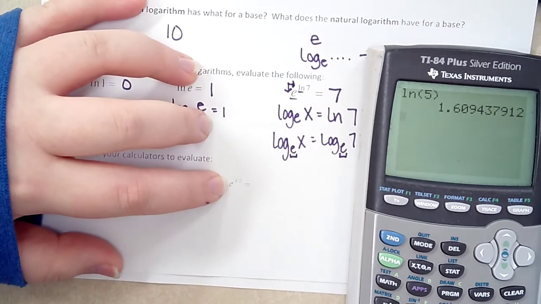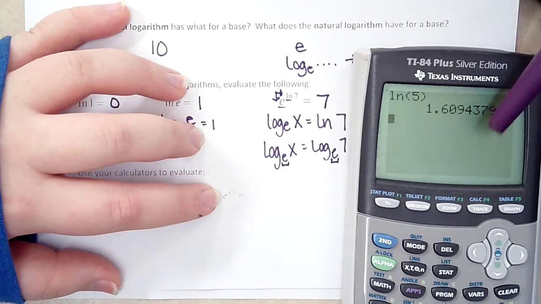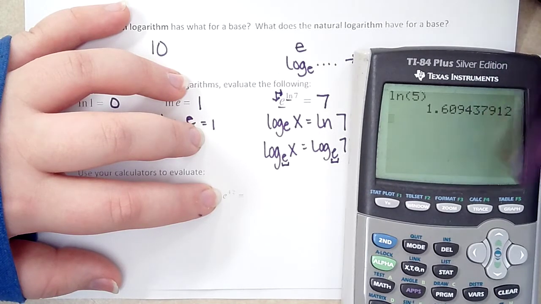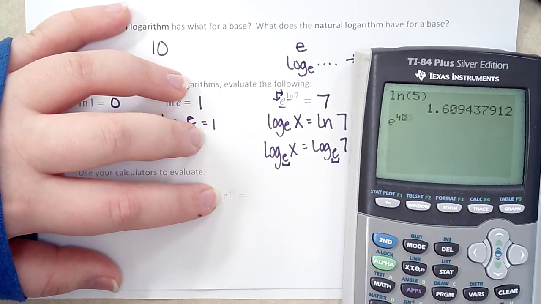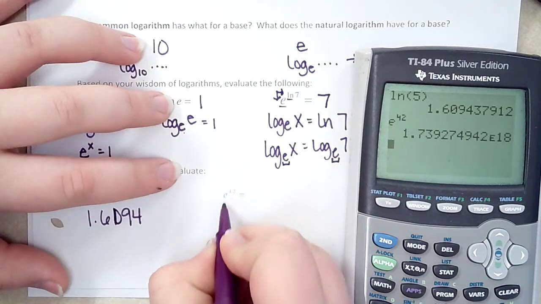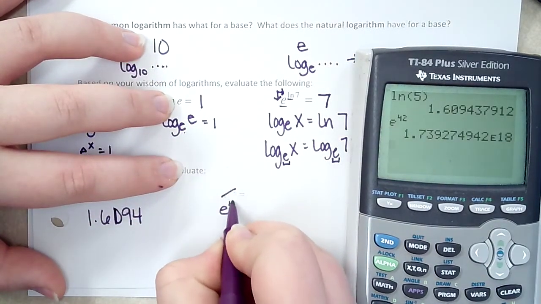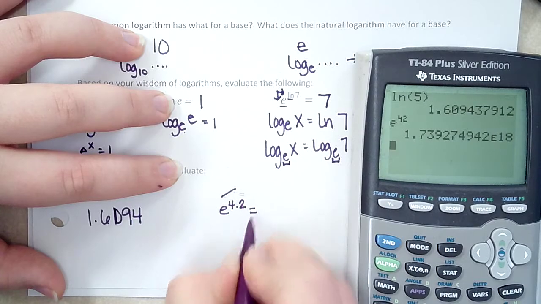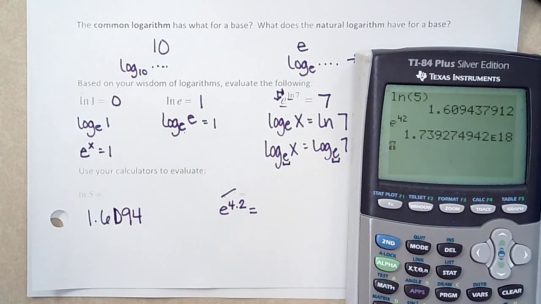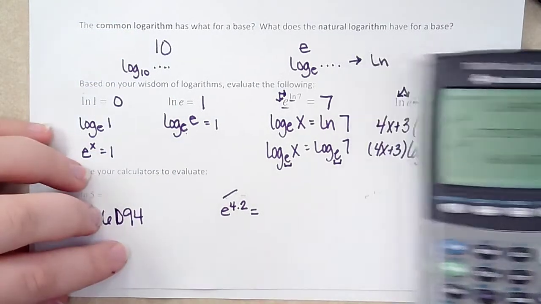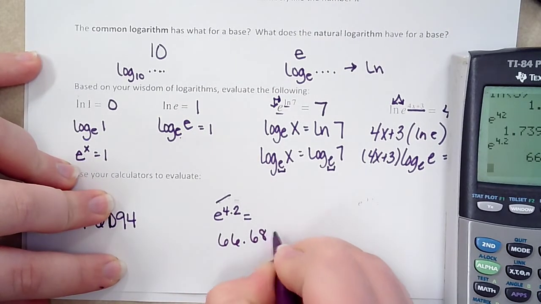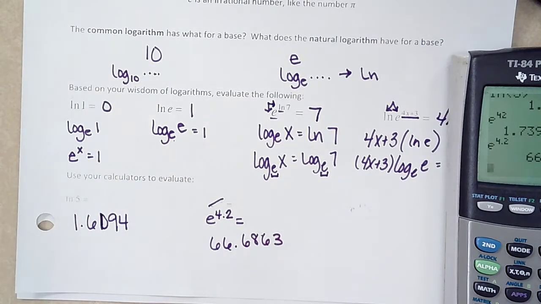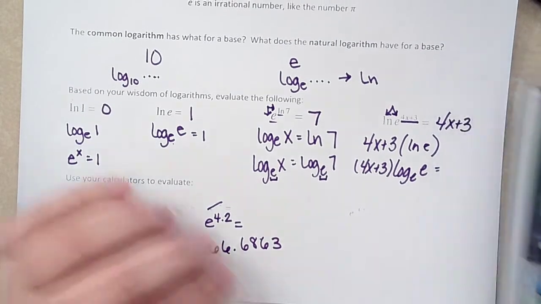The next one's a little hard to see because of printing errors, obviously. You know how I am with that. But e raised to the 4.2 in our calculator, I'm just going to rewrite this. I'm sorry for the poor printing. e to the 4.2 gives us a value of 66.6863. Again, something we just have to put in a calculator.